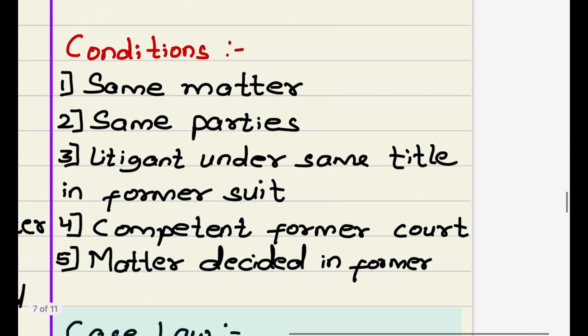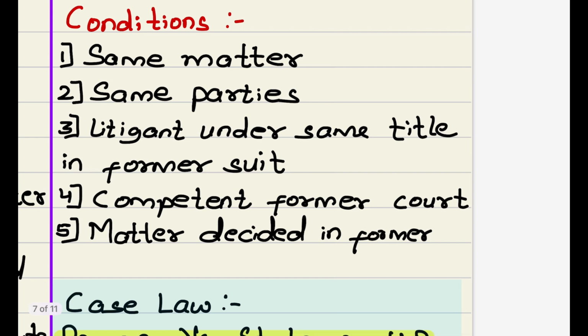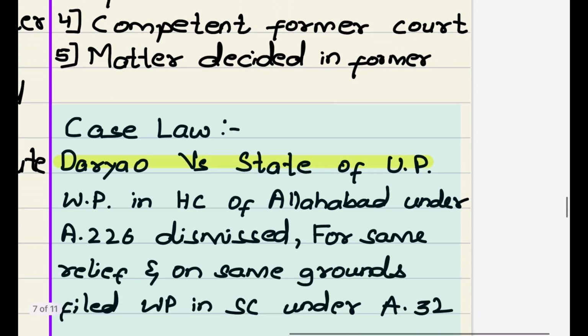So conditions to attract res judicata. The subject matter in both the suits should be the same. Then the parties in both the suits should be the same. The plaintiff and defendants must be the same. Then they must be litigating under the same title as in the former suit. So the plaintiff should be plaintiff and the defendant should be defendant in both suits under the same title. Then a competent former court: the court which decided the case was competent to try it. Then the matter must be decided in the former suit. The matter has already been decided by the former court. Then the plaintiff cannot file it in a different court. It is called res judicata.